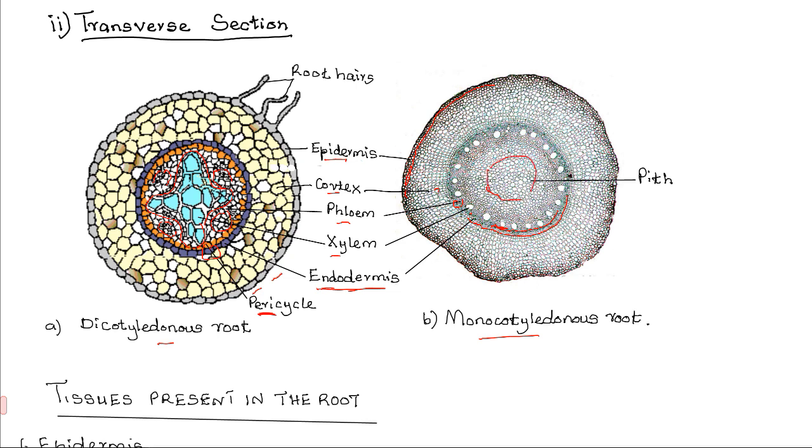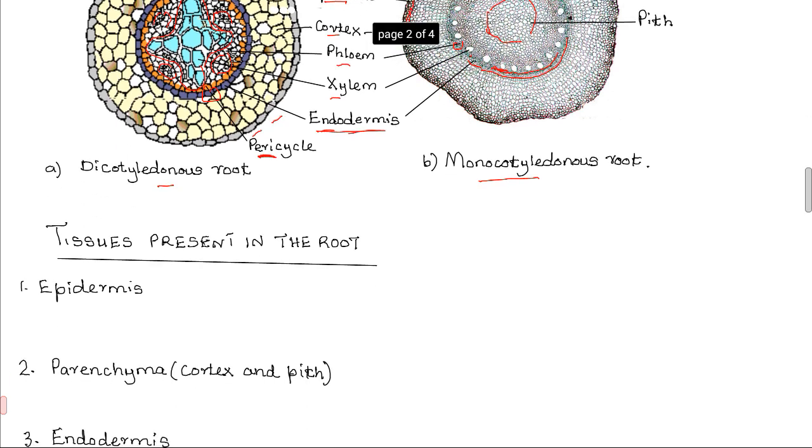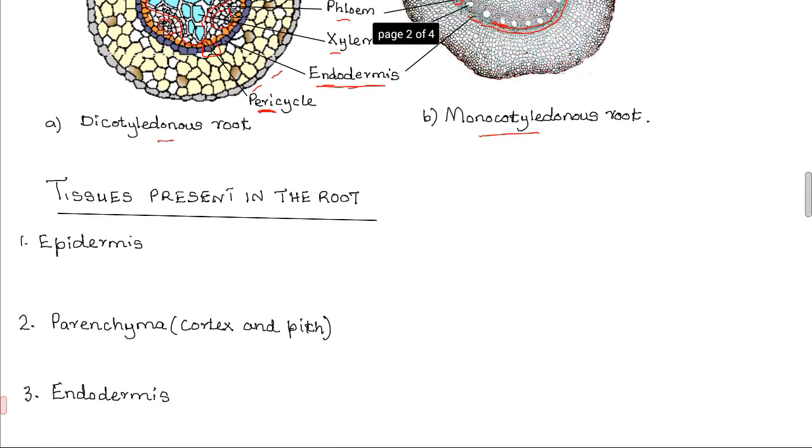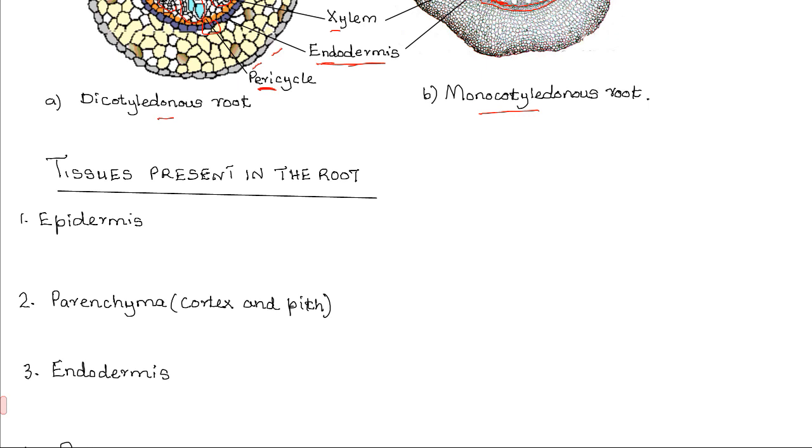So, similar tissues are present in both the dicotyledonous and monocotyledonous root, but the pattern of arrangement differs, and on that basis, you can differentiate between the two types of plants. Now, let's talk a little bit more about the type of tissues that are present in the roots of plants. Starting with the epidermis.